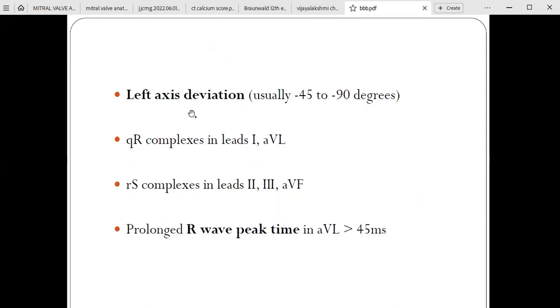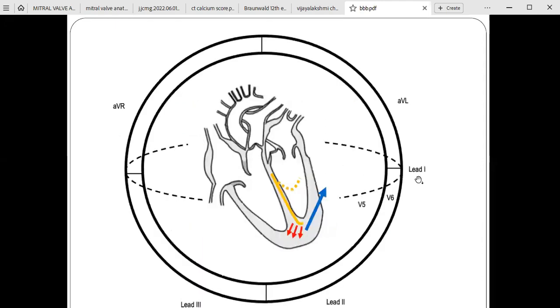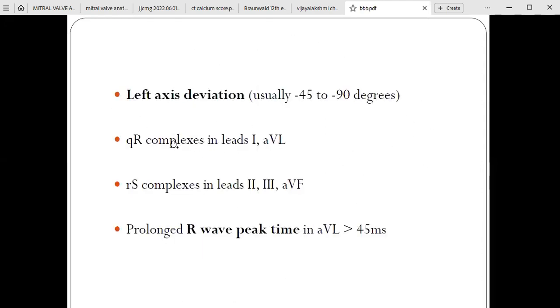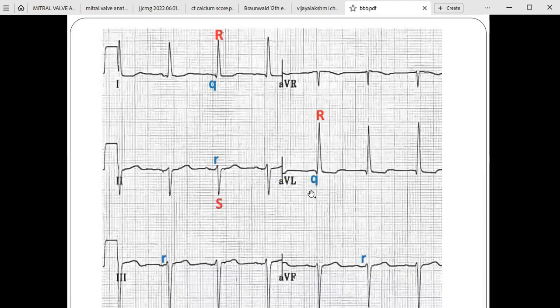We will see a left axis deviation. We will see small Q and R complexes in lead 1 and aVL. As I said, in 1 and aVL you will see a dominant R wave, and in 2, 3, aVF a small R and S complex will be seen, with a dominant S wave. And a prolonged R wave peak time may occur.